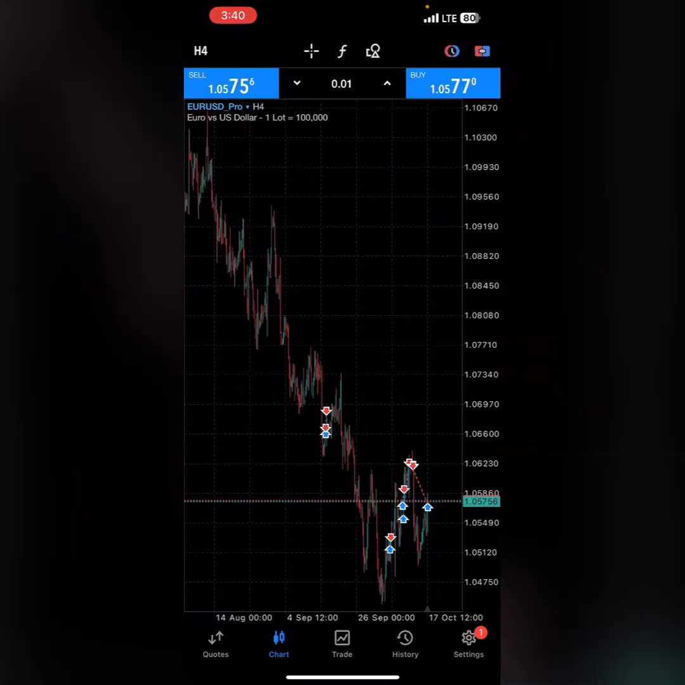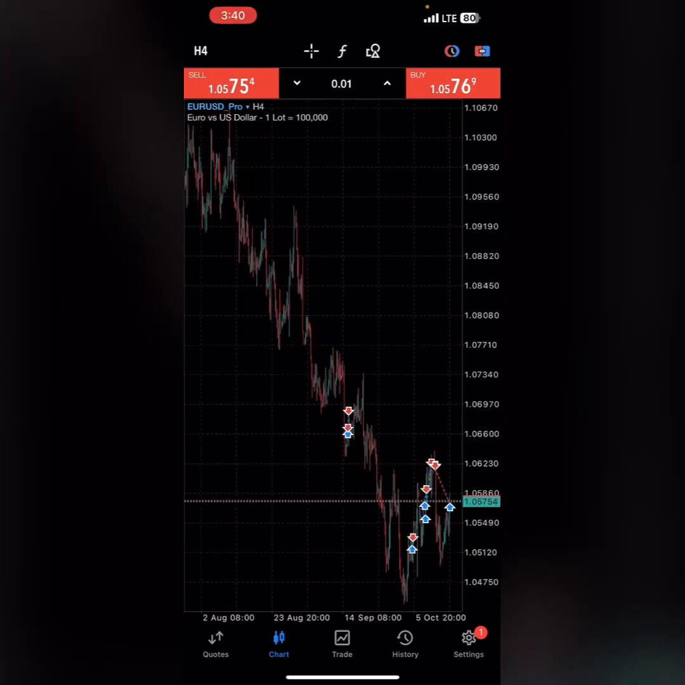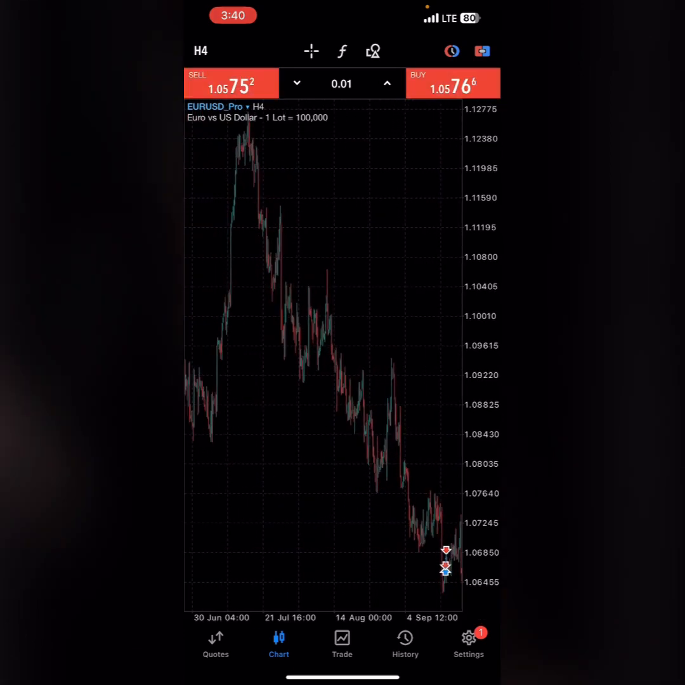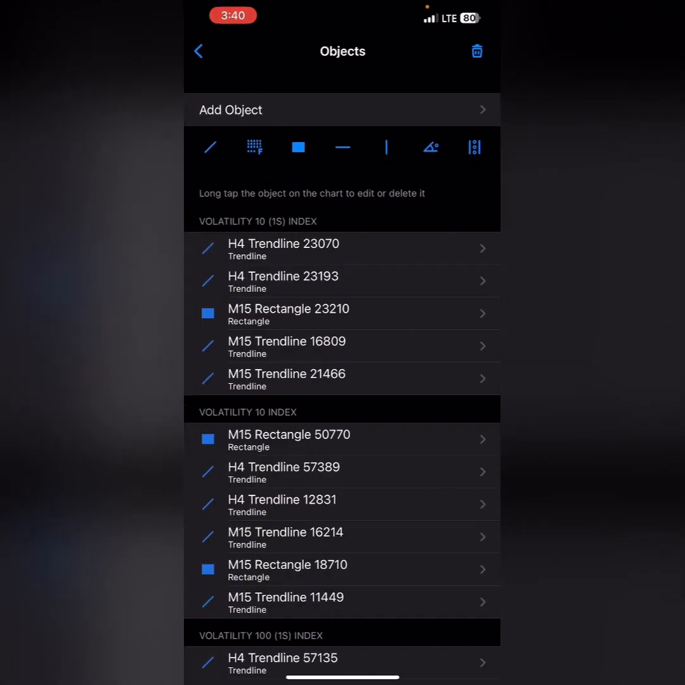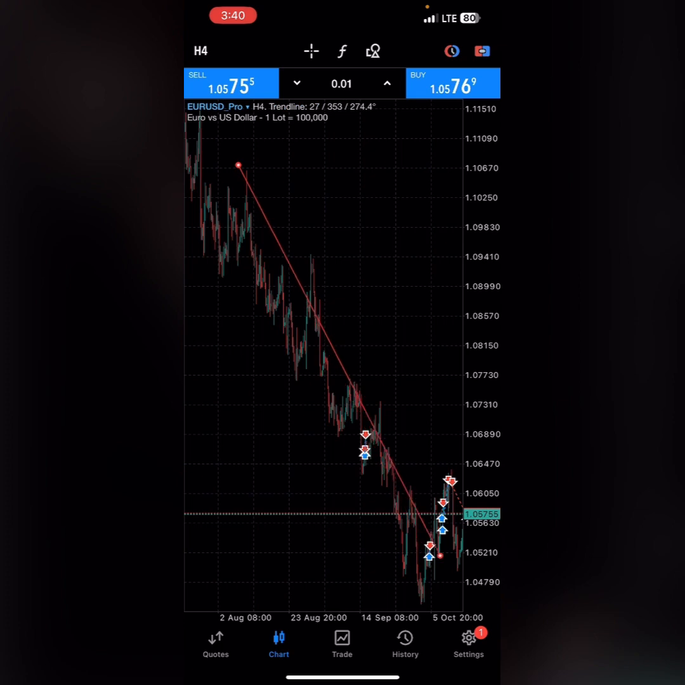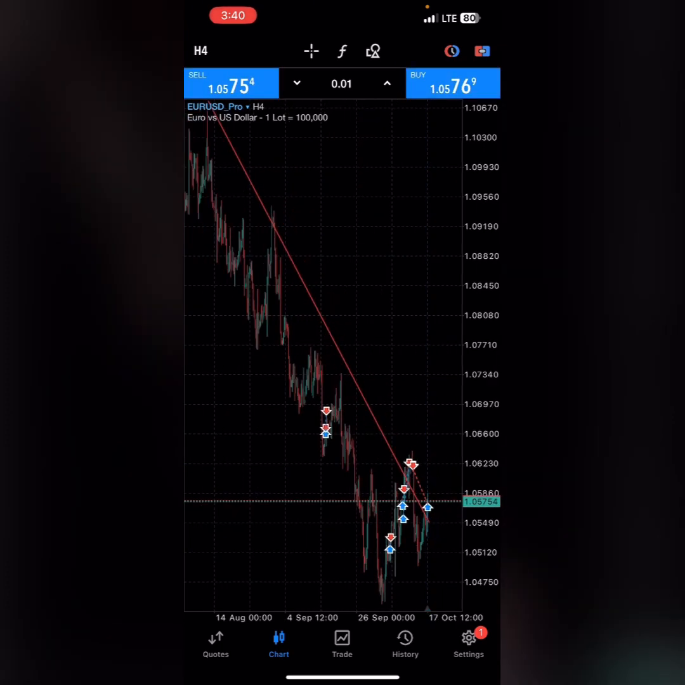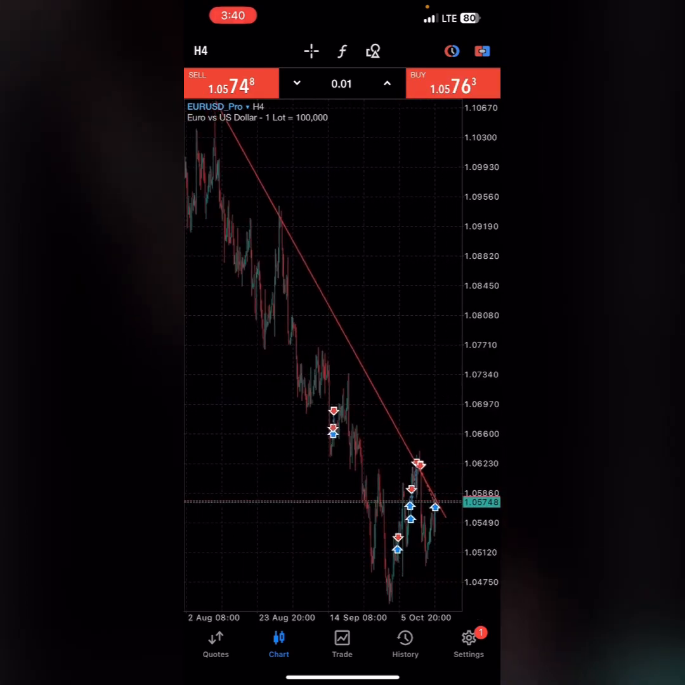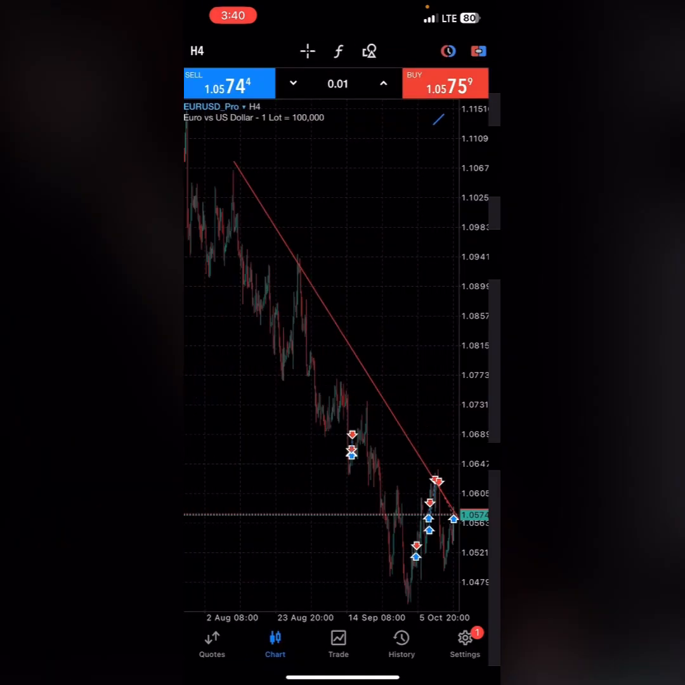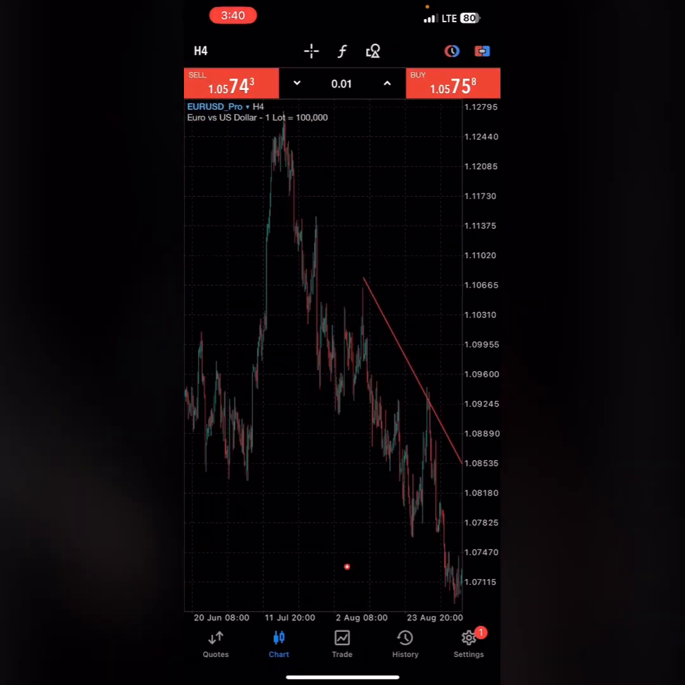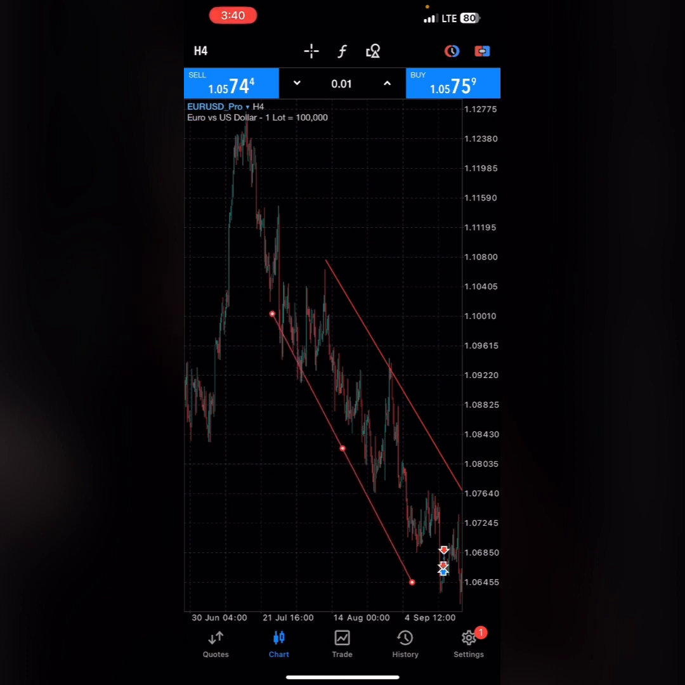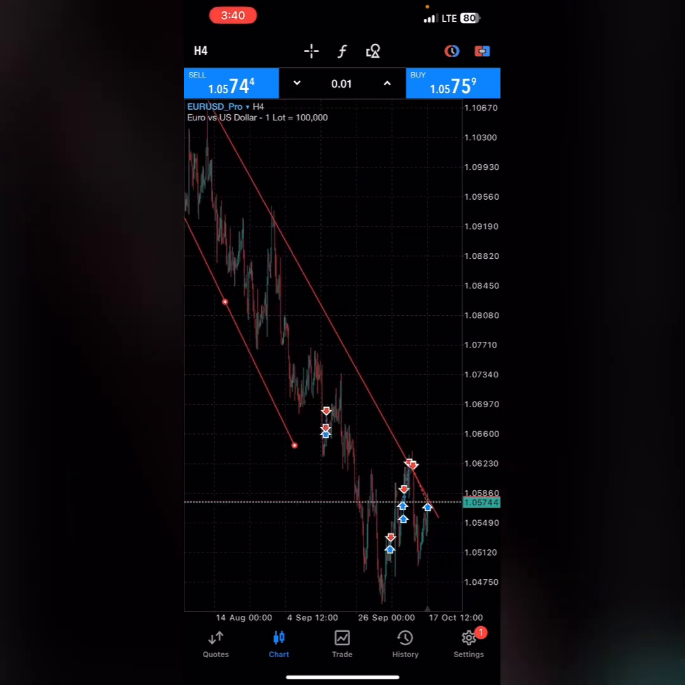So now what can we see here? We can see that it has been a downtrend. Let me use my trend line so that we can see clearly. We have been in a downtrend all this while. Let me plot it well so that we can really understand.